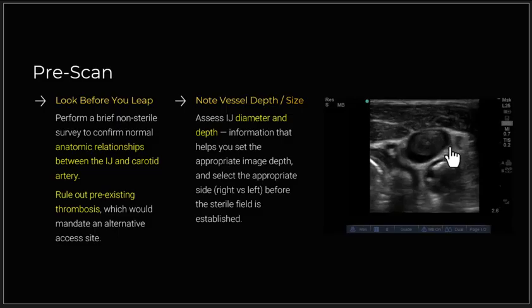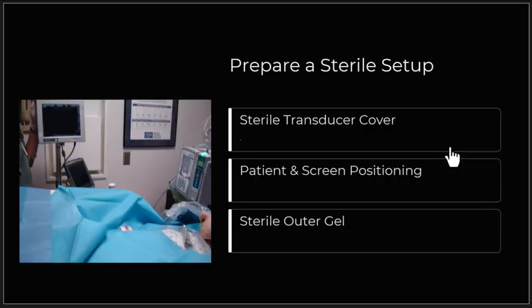So go ahead and do that pre-scan before you move to the next step, which is going to be to get that sterile field set up. You're going to need a sterile transducer cover. You want to have the patient and your ultrasound screen already in position, and make sure you have some sterile gel. It doesn't matter if you have sterile gel on the inside of the transducer, but you need sterile gel on the outside within your sterile field.